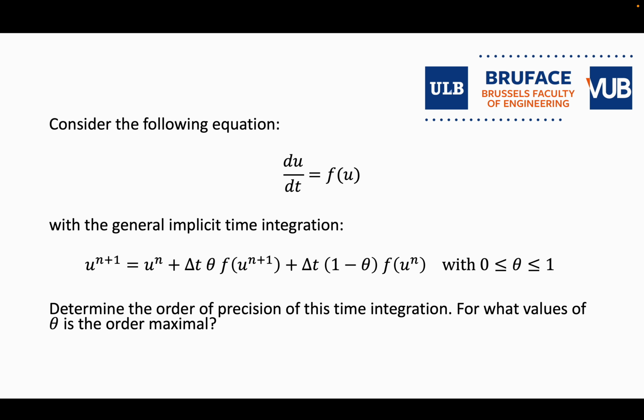It asked us to consider the following equation, which is that the time derivative of a certain function u is equal to a function of the same function. And we also consider the general implicit time integration scheme, which is given by the equation here, and that is parameterized using a parameter theta, which takes its values between 0 and 1. And the question is to determine the order of precision of this time integration and to determine for what values of theta the order is maximal.